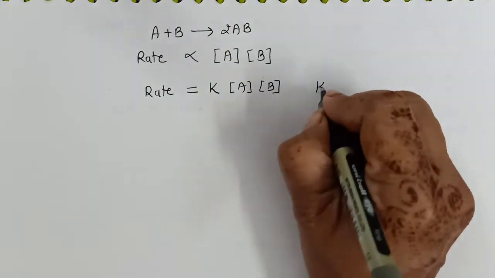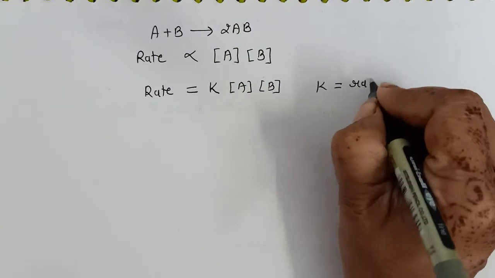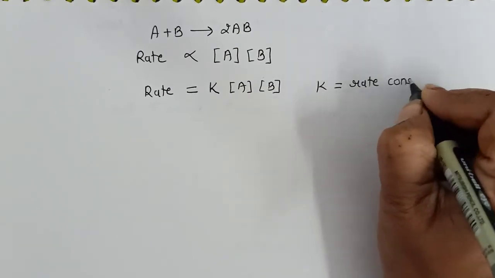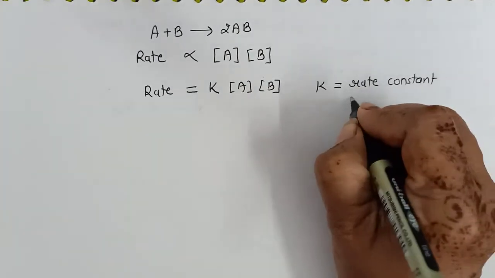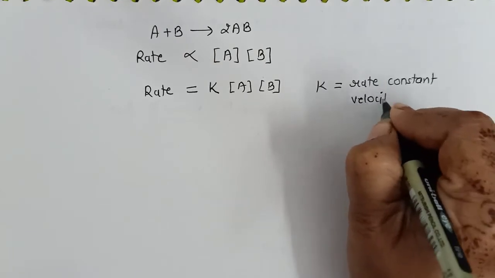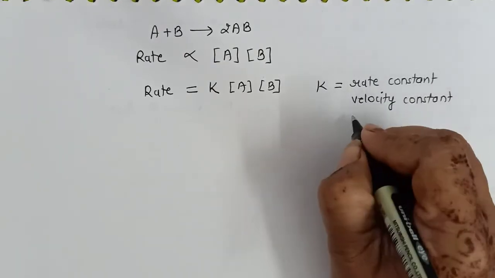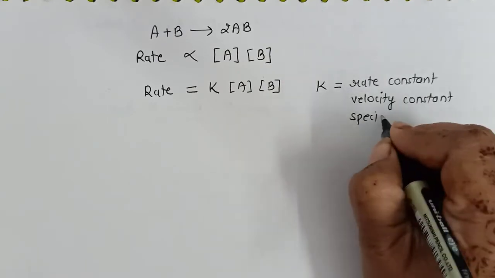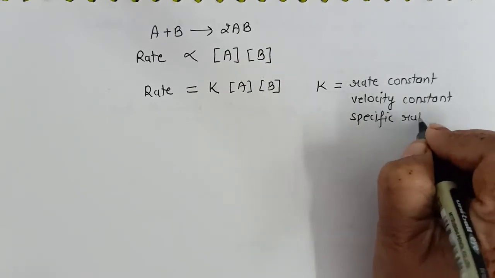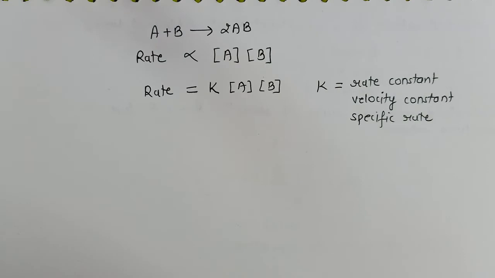Now K is also called the rate constant. It is also called the velocity constant, or it can also be called the specific rate. A and B indicate the molar concentration of the reactants.